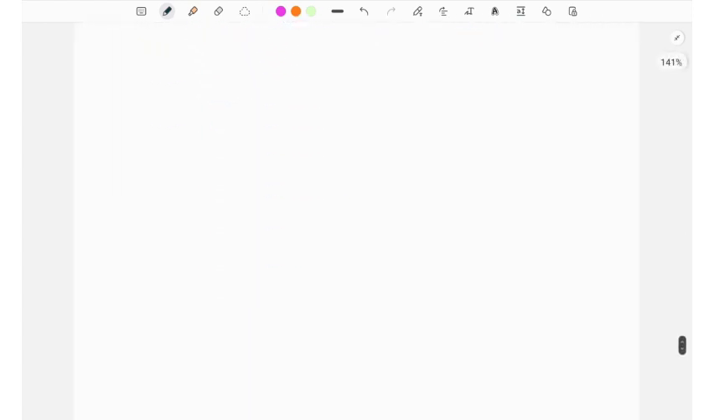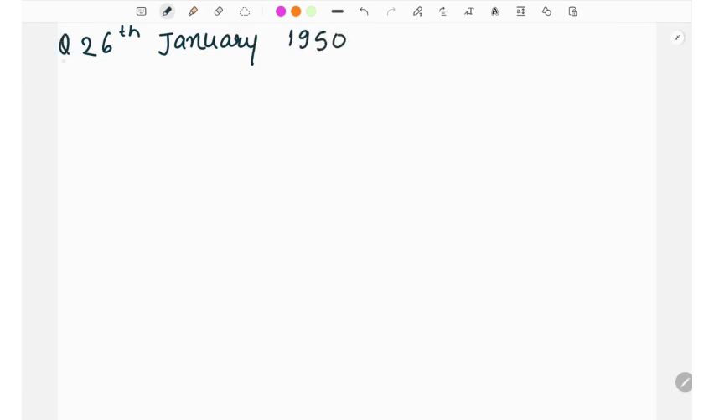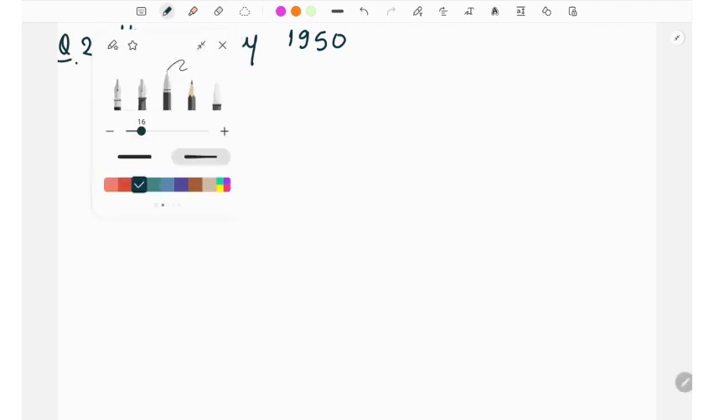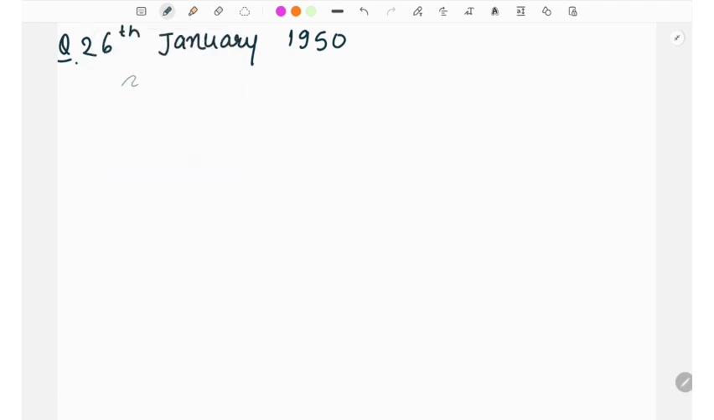Suppose, let's consider this date now, 26th of January 1950. On this particular date, which day was there? If my question is this, then what will you do? First of all, you will check whether the given year is a normal year or a leap year. To test that, simply take the year, look at the last two digits, 50. Is 50 divisible by 4 completely? No. So this is a normal year.